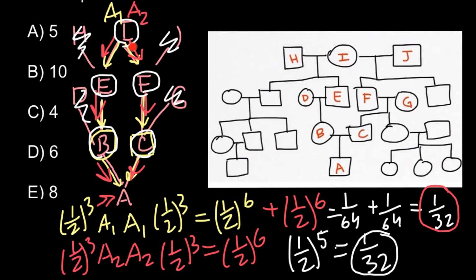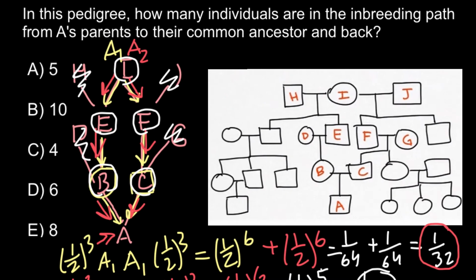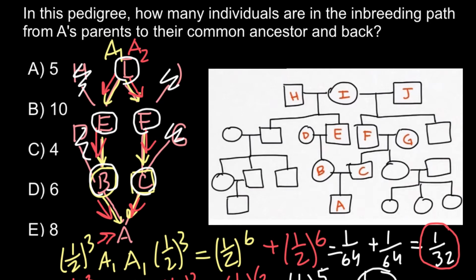The same answer as you see as we got before, but this time our calculation is much easier. We don't have to do it twice, and we don't have to count the number of paths, which would be 6, but the number of nodes would be 5. And let's now pay attention to what is said in our problem. In our problem we are told to find the inbreeding path from A's parents to their common ancestor and back.